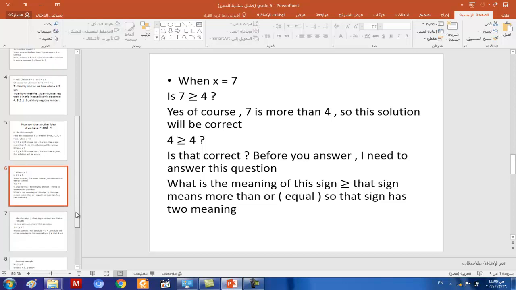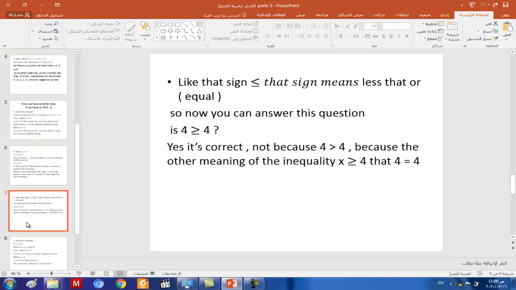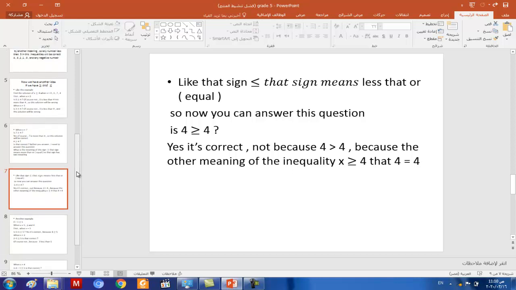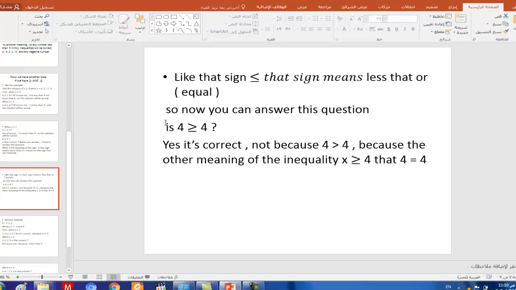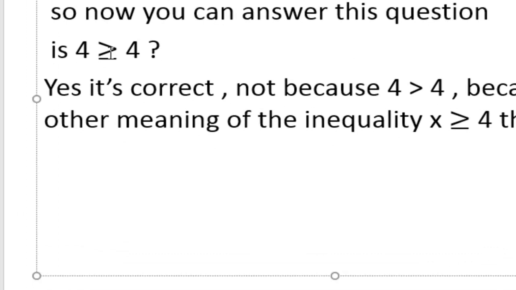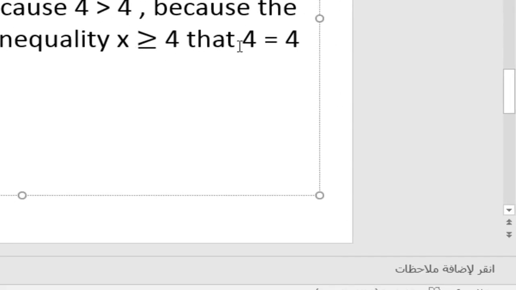For the next problem. Like we said again, is 4 more than or equal to 4? Yes, correct. Because 4 is not more than 4, but we have another meaning of the inequality: x more than 4 or equal. The equal means left side equals right side, so 4 equals 4.